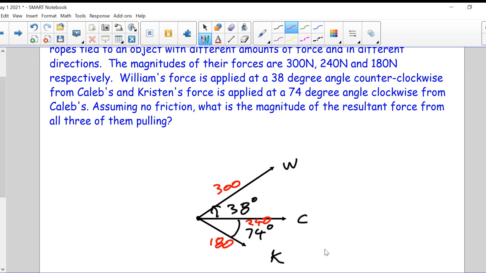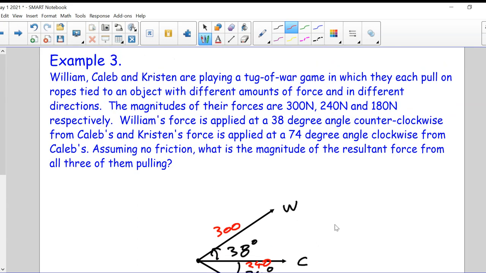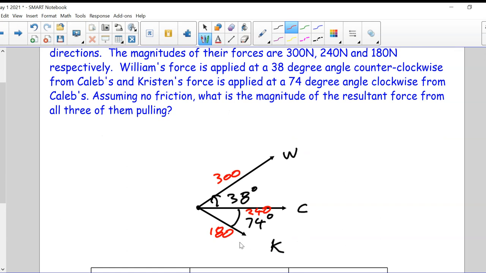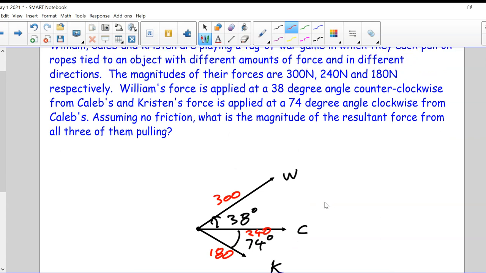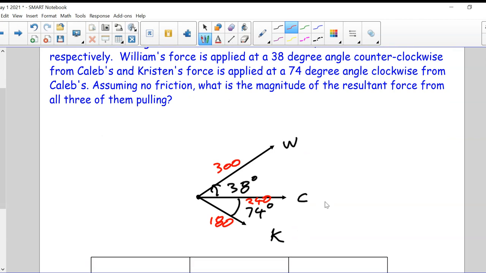All right, let me make sure I got all my numbers in the right place here. 300 newtons is William, this one here. 240 is Caleb. And 180 is Kristen down here. They're all in newtons. I'm not putting the N for newtons, let's just assume that it's newtons. Now, assuming no friction, what's the magnitude of the resultant force from all three of them pulling together?